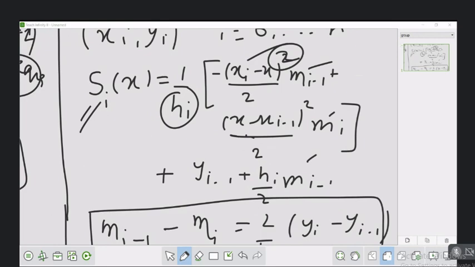So this is the more effective way of finding a quadratic spline. There is one more way of finding a quadratic spline. I'm going to discuss that way, and after that, the quadratic spline topic will be over.